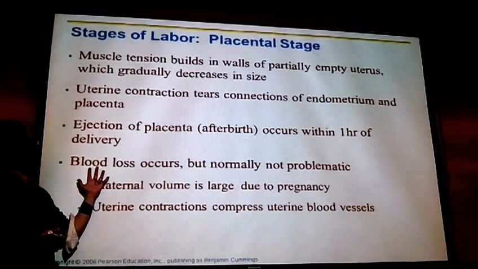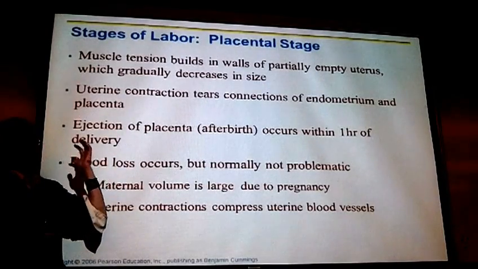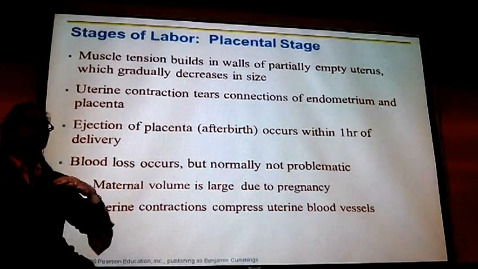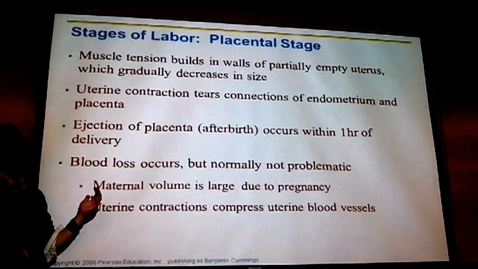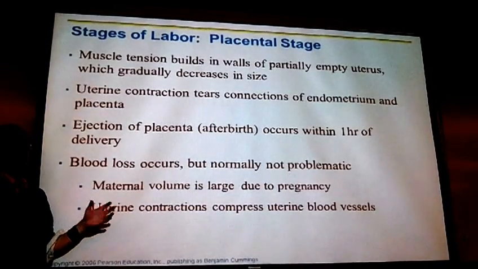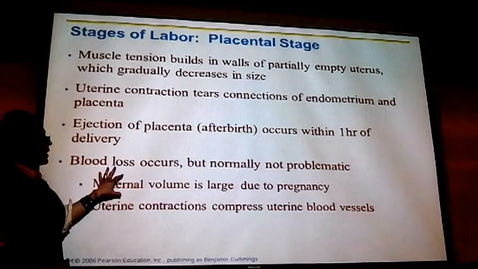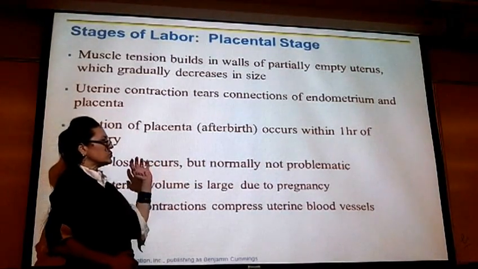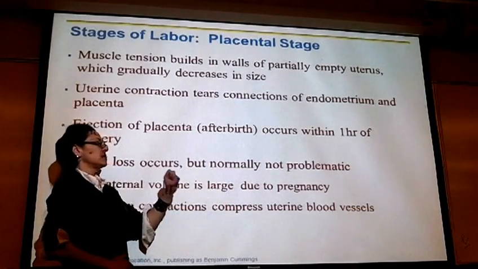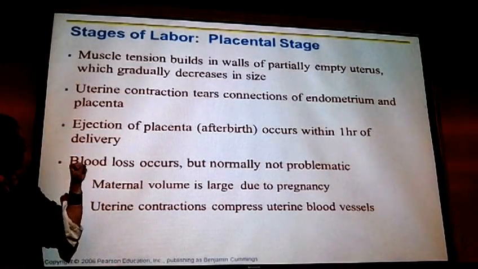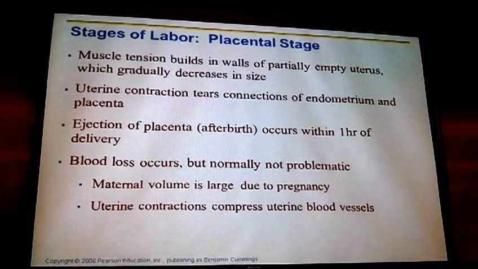Now, you also have to remember that mom's blood volume during that pregnancy has increased by about 50%. She doesn't need that high blood volume anymore, so she can lose some blood and still be just fine. So this is why this blood loss is generally not a problem. Also, as the uterus is contracting, it's going to compress those blood vessels, and it's going to help them decrease in diameter, and that will help to decrease the blood loss as well.